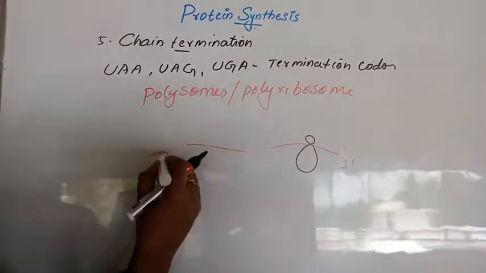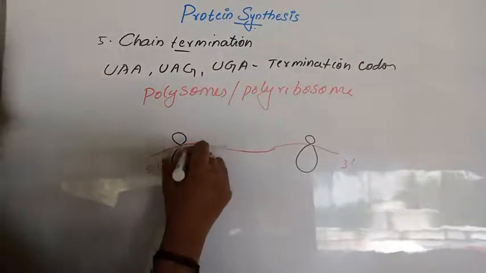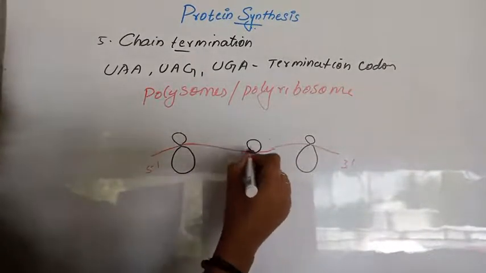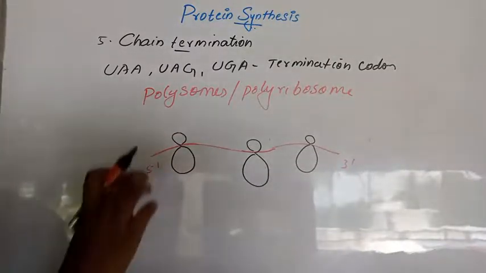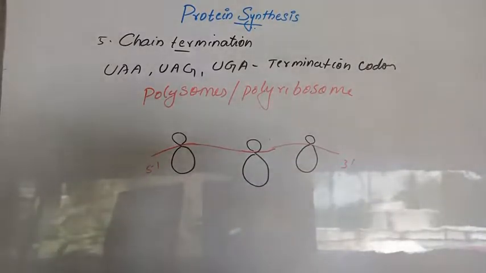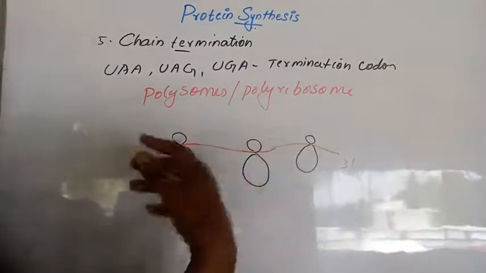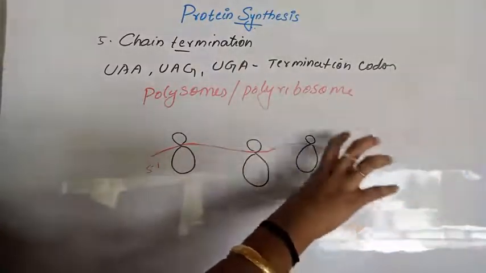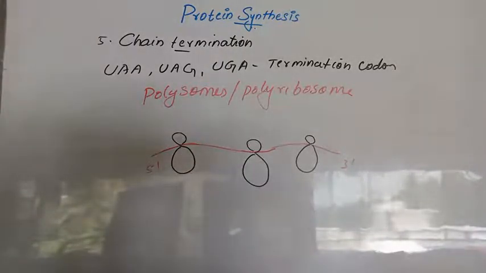At the same time, another ribosome can come and bind the same mRNA, and when this ribosome reaches here, another ribosome can come and bind the same mRNA. So this is called polysomes or polyribosomes. New ribosomes will add at this end, and when translation is done, the ribosomes will detach and be released by the other end. So these are about protein synthesis.